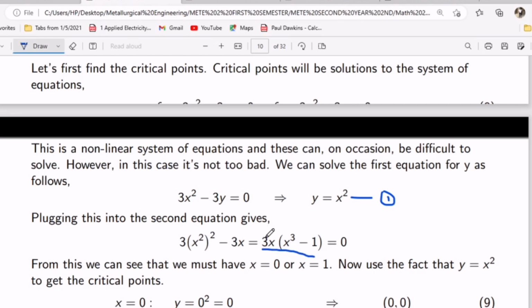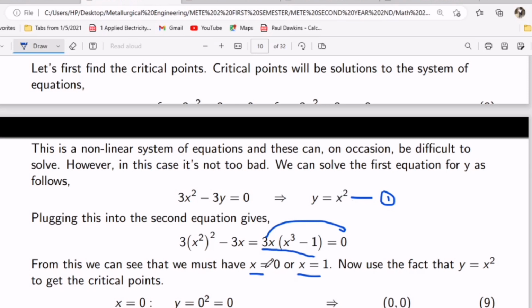That means that 3x is equal to 0, which means that x is equal to 0. And x cubed minus 1 is equal to 0. So you're going to get x equal to what? 1. Note, these are not the critical points. The critical points are points that have x and y. In this case, we have only x here. So then we're going to do some substitution. After getting the x values, you're going to substitute these values that we've gotten into equation 1 to get a y value.